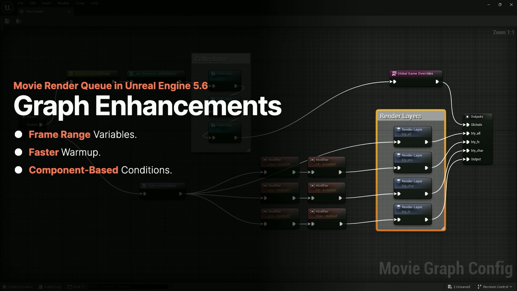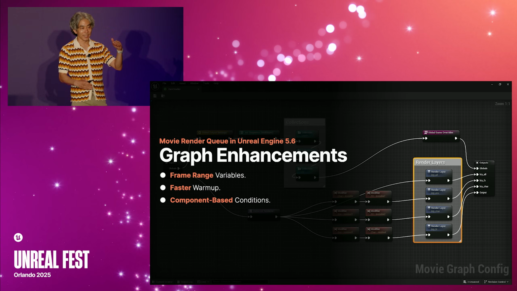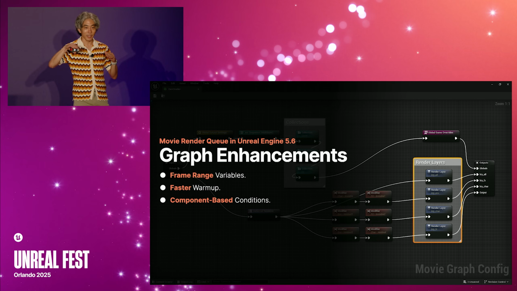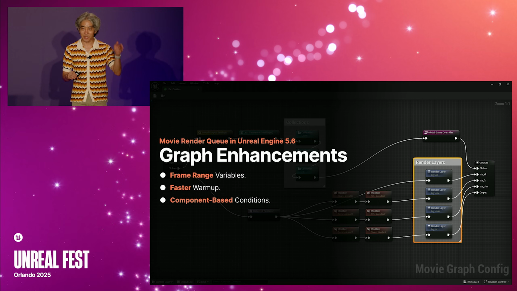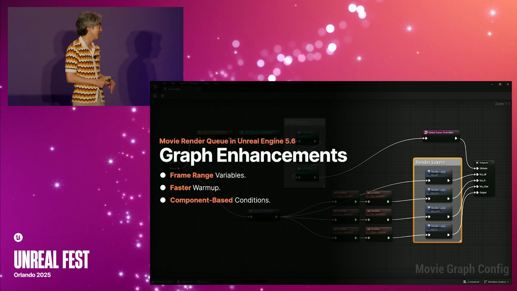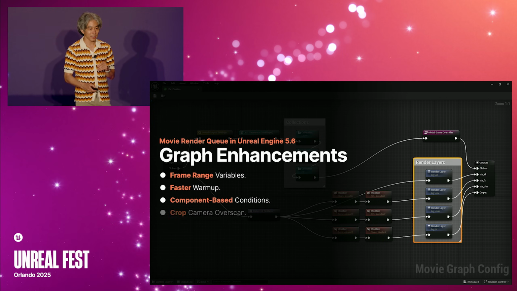Component-based conditions: people are starting to embrace some of these render layer features, and they're asking for more sophisticated options for conditions. This will give you the ability, based on an actor that may have multiple components, there are a lot of blueprints like this, to isolate only one of the components for an actor, but show some of the other components and have those be toggled visibility-wise in a render layer. That's now doable in 5.6.